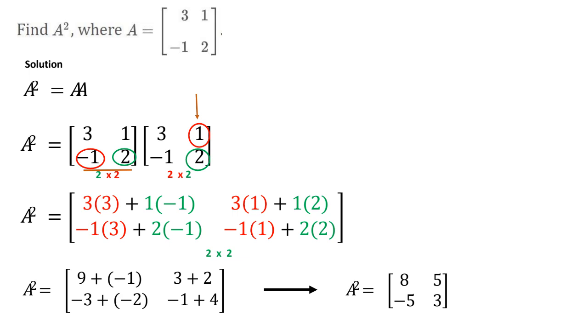So if we multiply it out, 3 times 3 is 9 plus negative 1, and that's going to be 8. And then we have 3 times 1 plus 1 times 2. So 3 plus 2 is 5. And then negative 3 plus negative 2, negative 5, and negative 1 plus 4, 3.